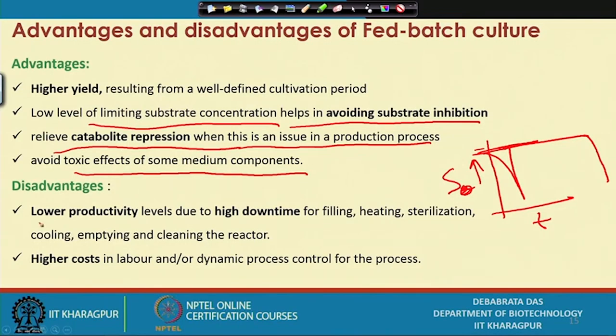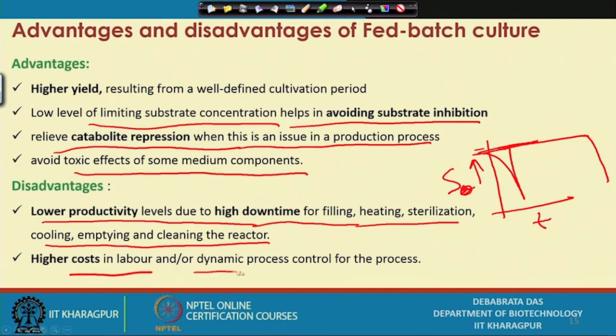Now, the disadvantage of this process is a lower productivity level due to high downtime for filling, heating and sterilization, cooling, emptying and cleaning the reactor. So it will require a lot of time, the downtime will be more, and there is higher cost in labor, and dynamic process control of the process is required. So this process is not as simple as your batch process.